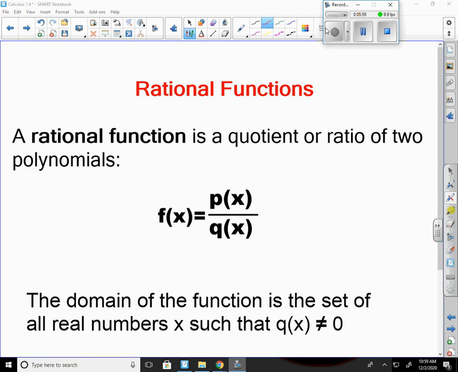The domain of the function is the set of all real numbers x such that q of x cannot be equal to 0. So I can't have a 0 in the denominator. So my bottom function cannot be equal to 0. And we'll figure out exactly what that means here in a second.